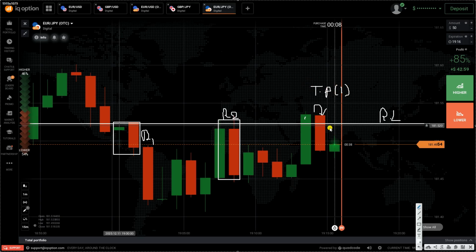So we get a profit of $50 at 80%, or based on your account type. Okay, so we get one win in this example. This is R1 and R2. When you find R1 and R2, just draw a horizontal line toward the upward direction, and when you see a green candle break here, place a downward direction trade.